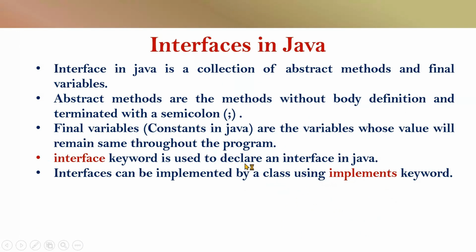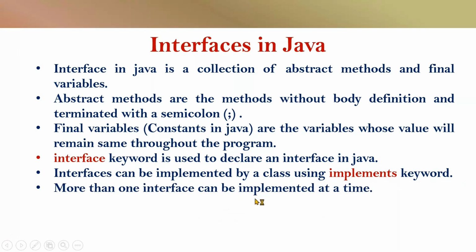Because in an interface we are writing abstract methods, now we need to write the logic for the abstract methods. So where do we write? We need to write in a class. But when you are writing the class declaration, you need to use the implements keyword followed by the interface names. More than one interface can be implemented at a time. That is the concept of multiple inheritance, where two or more superclasses have one subclass. So at a time we can implement more than one interface.